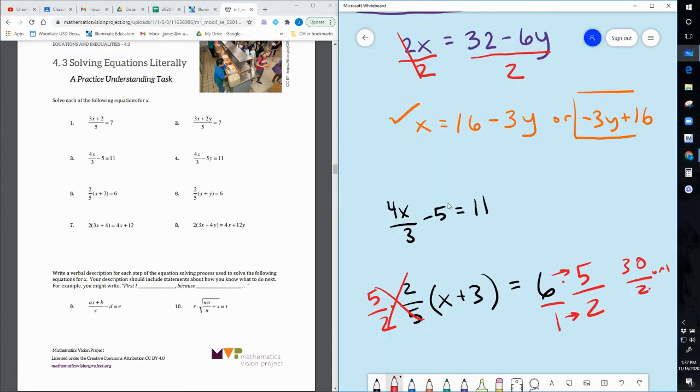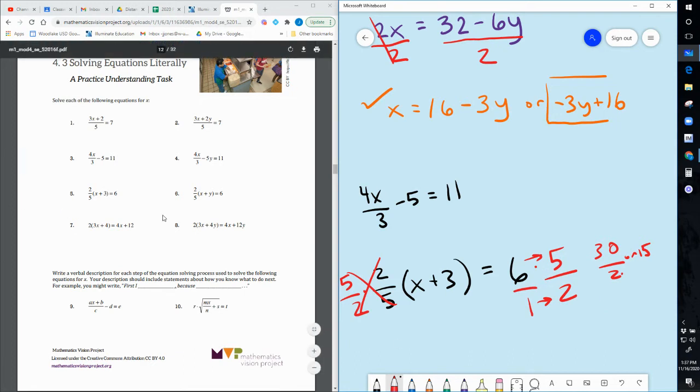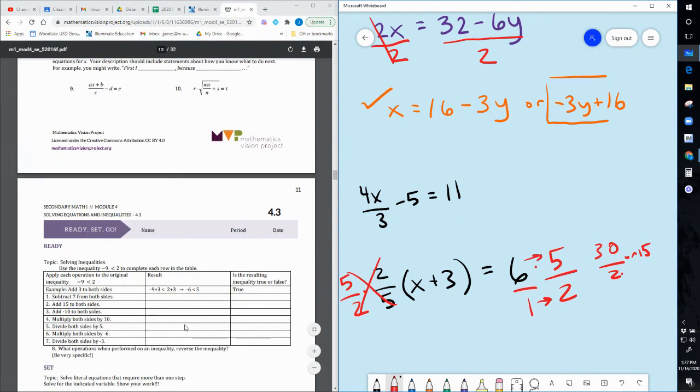So there's a couple examples. Here's 15, to help you with those ones that might be tricky. On number 7, you could distribute first if you want, or you could just divide by 2 right off the bat. It's up to you. All right, so there's those ones. Let's move that back. All right, moving on.